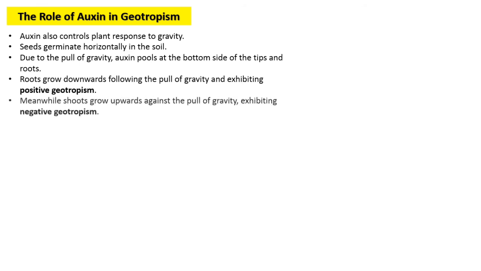So the role of auxin in geotropism. Auxin also controls plant response to gravity. Seeds germinate horizontally in the soil under the pull of gravity. Auxin accumulates at the bottom side of the tips, and the roots grow downwards, following the pull of gravity and exhibiting positive geotropism. Meanwhile, the shoot grows upwards against the pull of gravity, exhibiting negative geotropism.